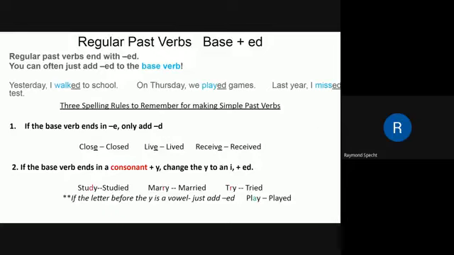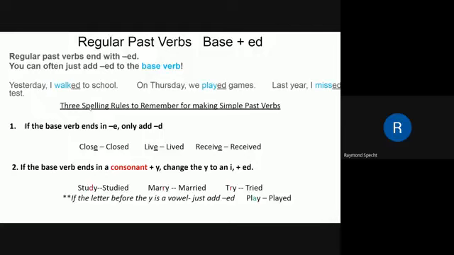All right, let's go over here. So regular past tense verbs are base verb plus ed. Regular past verbs end with ed. You can often just add ed to the base verb, but not always. We'll go over some rules. Yesterday, I walked to school. Walk is the base verb. On Thursday, we played games. Last year, I missed a test.